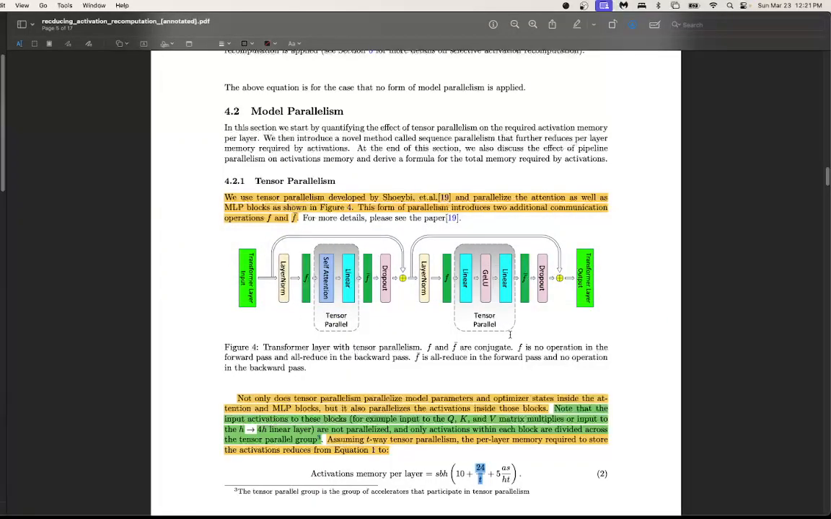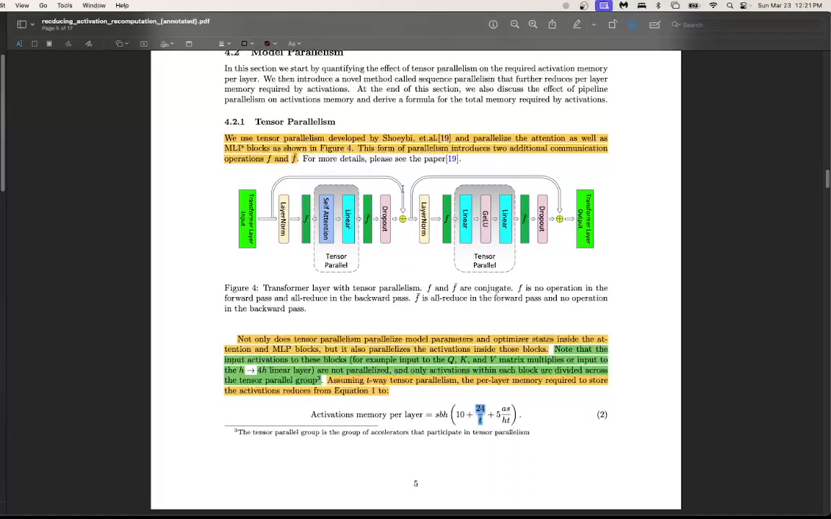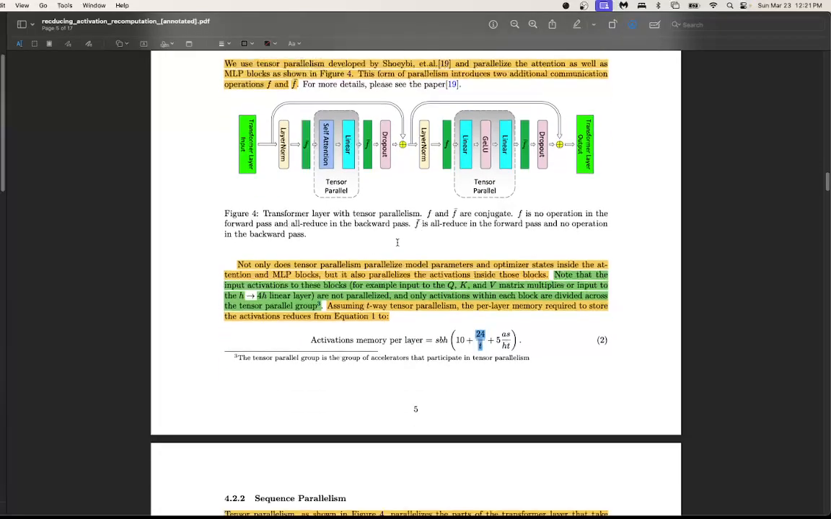So here is the diagram, right? F and F bar we just looked at, and it's the same thing for attention and MLP. Those MLP and attention are the two regions which are using tensor parallel. Everything else, dropout, layer norm, residual, is using nothing. It's just replicated. The computation is duplicated. It's wasted.